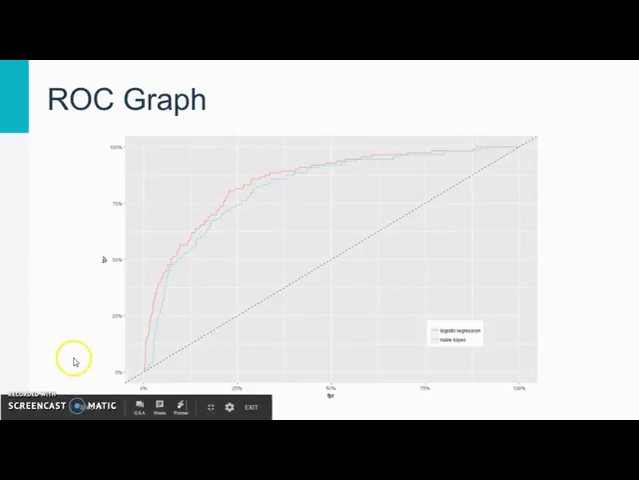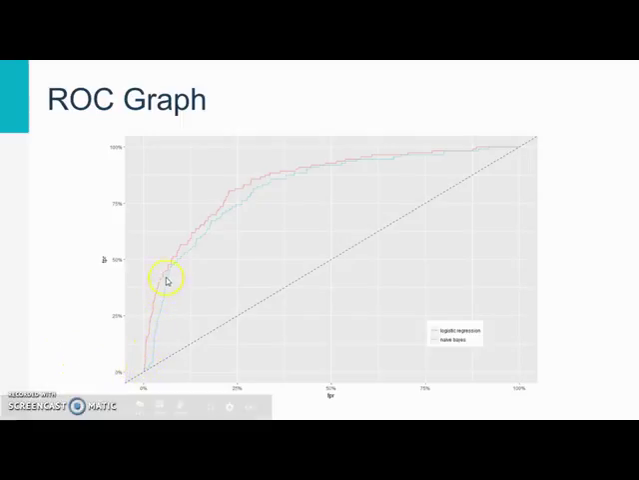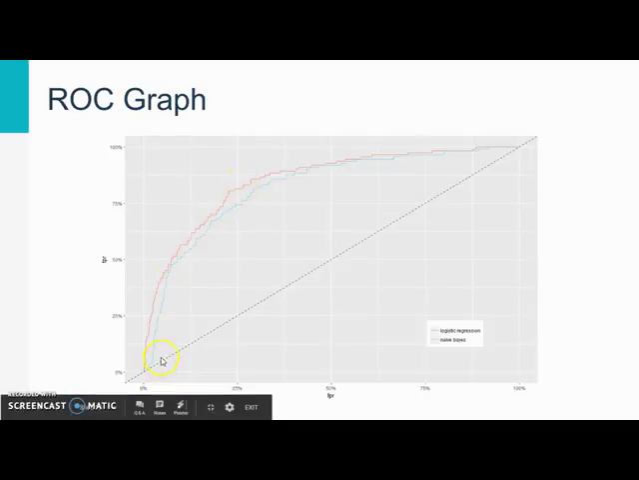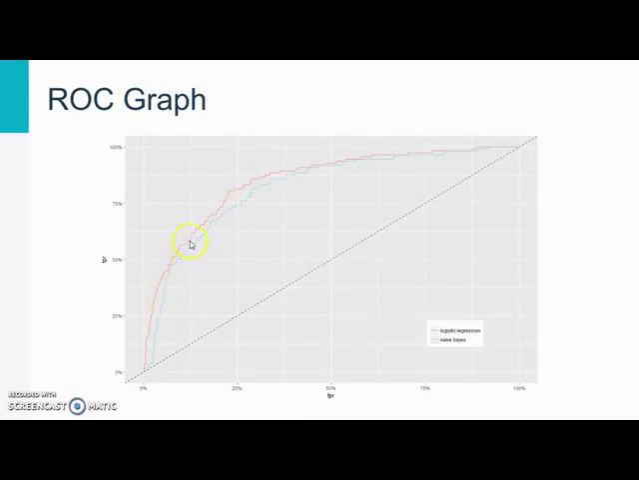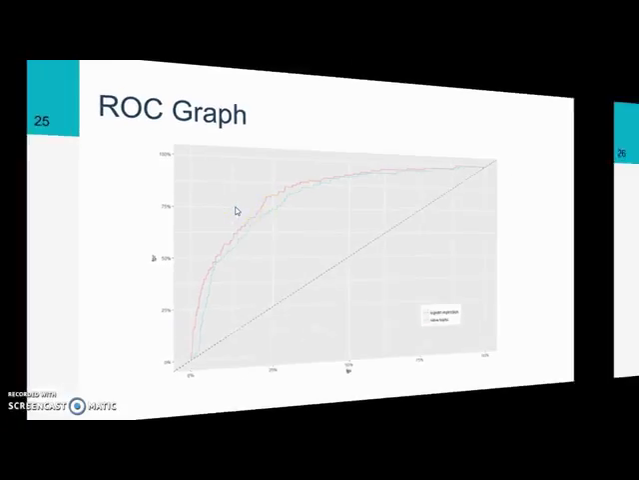Therefore, it produces an AUC of 0.854 for logistic regression, which is the red one, and 0.842 for naive Bayes, which is the blue one. So it shows that naive Bayes is lower than logistic regression.